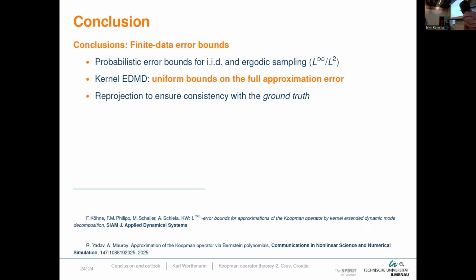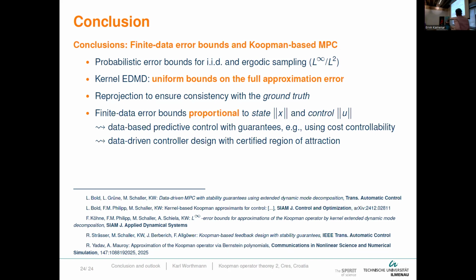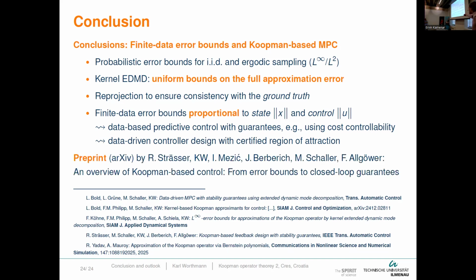Okay, so let me conclude. Finite data error bounds. I briefly presented probabilistic error bounds, then going to kernel EDMD and using this invariance of the respective native space, you get uniform bounds on the full approximation error. I promoted these reprojections. I'm a fan of that. Then you can use proportional bounds. That's what you typically need if you really would like to have asymptotic stability instead of practical asymptotic stability. You can do it in a predictive control fashion, or you could directly design a controller. I can again refer to Mircea, who gave you some of the details, which are quite similar, and otherwise you find them in this preprint.